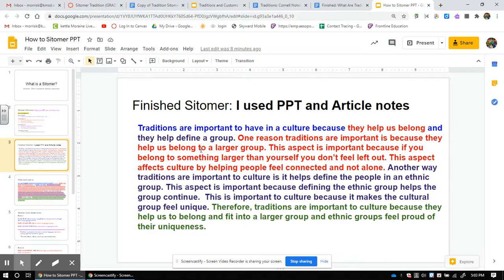Up above it says, they help define a group. Now I'm going to explain with my evidence from slide 10. Another way traditions are important to culture is it helps define the people in an ethnic group. This aspect is important because defining an ethnic group helps the group continue. This is important to culture because it makes the cultural group feel unique.